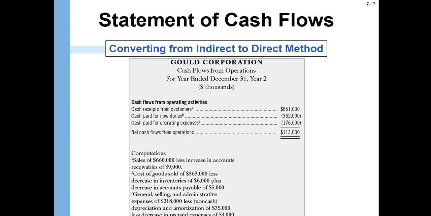Now, this is an example of the same company in terms of the direct method of cash flow statement. So cash flows from operating activities: cash receipts from customers, cash paid for inventories, cash paid for operating expenses. We end up at 113,000.